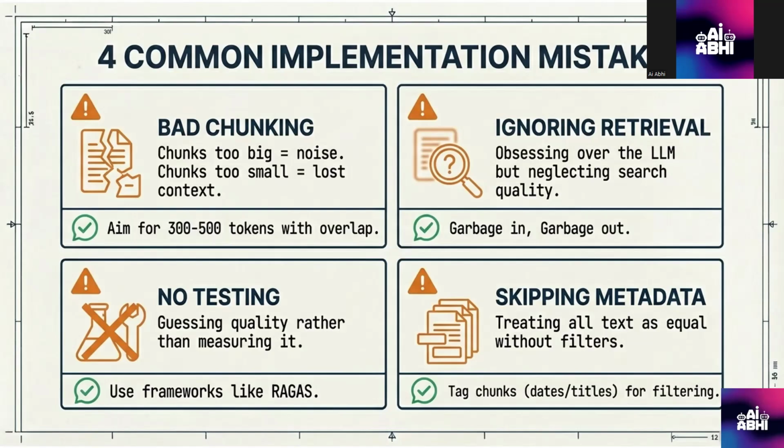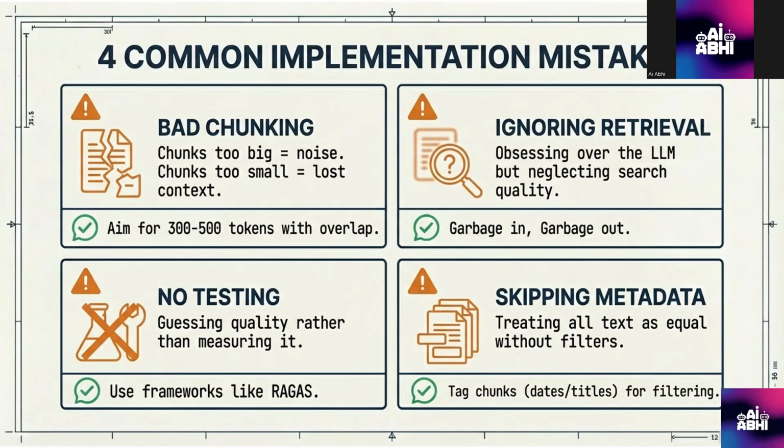Experiment with the chunk size. A good starting point is 300 to 500 tokens with about 50 tokens of overlap between the chunks. Mistake number two is ignoring the retrieval step. People obsess over which LLM to use, but the quality of your RAG system is actually determined by how good your retrieval is. If you pull the wrong chunk, it doesn't matter how smart your LLM is, garbage in, garbage out.